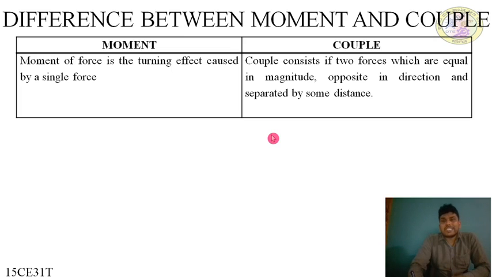Here there is only a single force. A couple consists of two forces which have the same magnitude and are opposite in direction. Here two forces, here only a single force. Moment is caused by a single force, while a couple requires two forces to form.